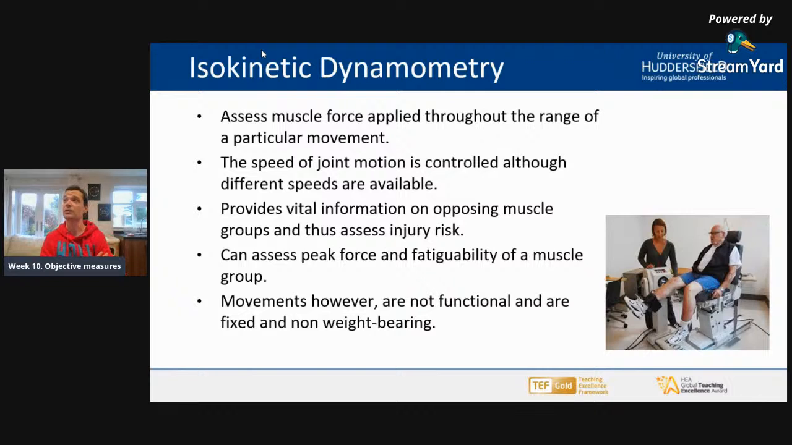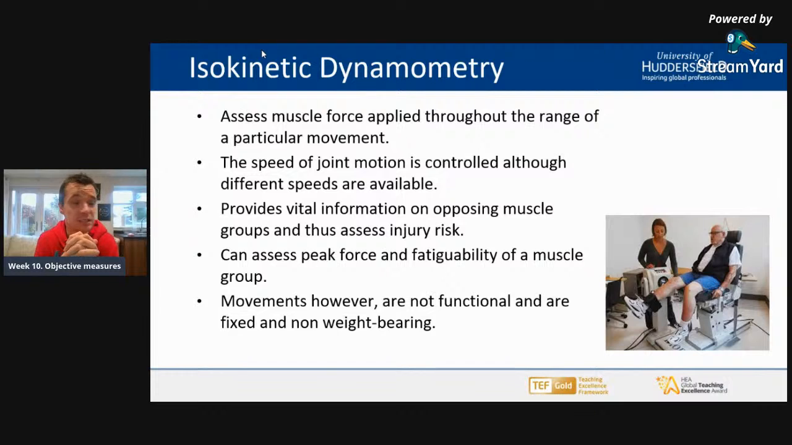Because essentially, if you've got a really strong dominant set of quads that are going to really force the knee extension, you need that eccentric hamstring strength to control and decelerate that movement. Otherwise, as I say, you do become quite high risk of developing knee pain. And with that, it can provide injury risk.